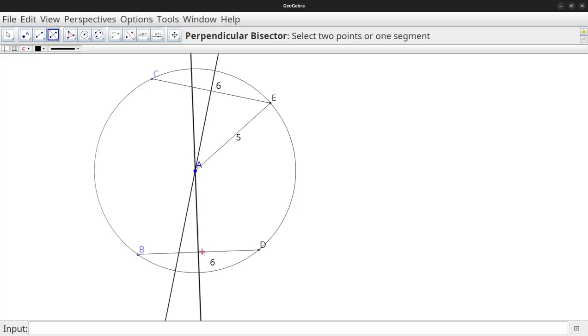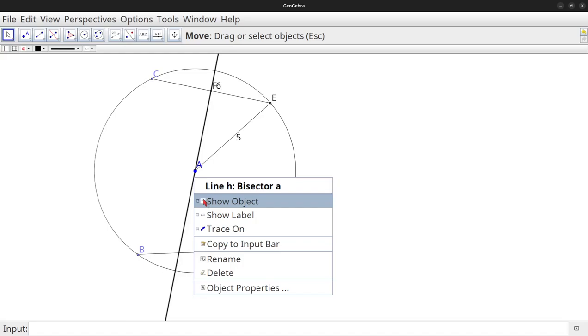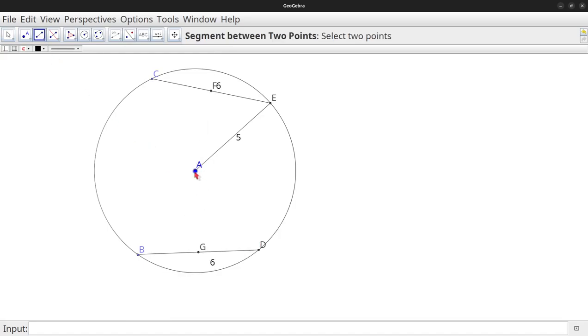Well, those are perpendicular lines. We already have established that if they are perpendicular lines, they are going to bisect our chords. So this one is the midpoint of this chord, and this one is the midpoint of the other chord. Now, you want to find the distance. What's this distance? 4 units.